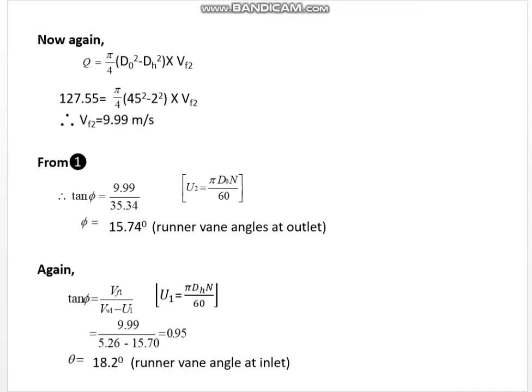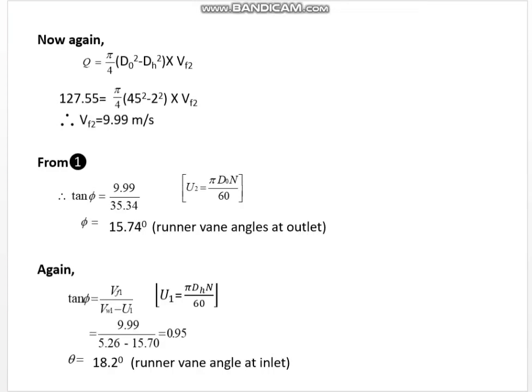We got U2 by using the formula pi D naught N by 60. Then by doing the calculation we got phi is equal to 15.74 degree, which is the runner vane angle at outlet.